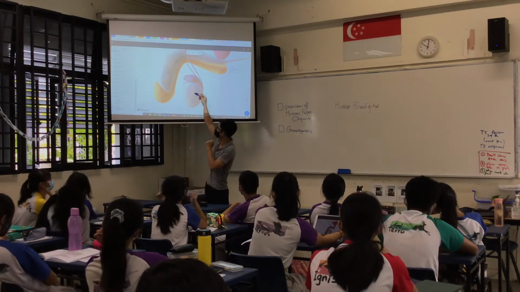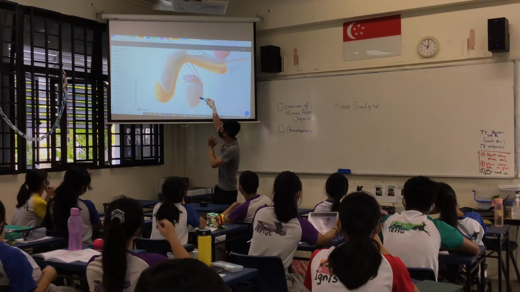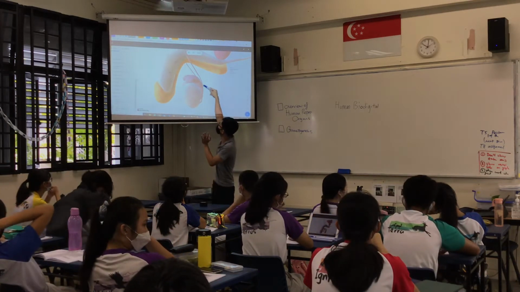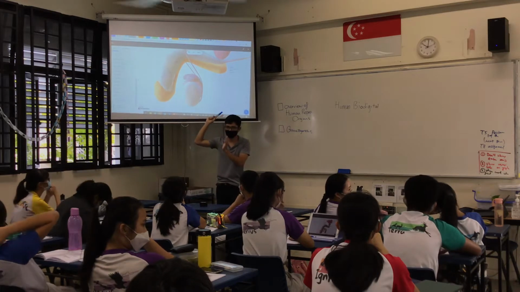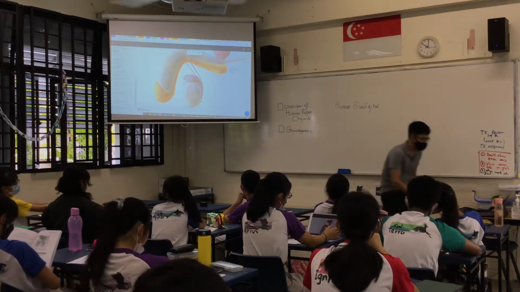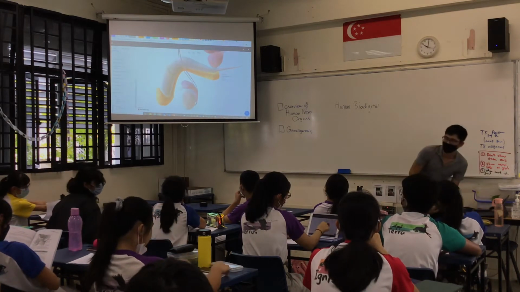So sperms are formed within the testicles. They will then be stored in here for a short while before they are ejected out via this long tube called the vas deferens. Okay, so vas deferens, where does the vas deferens connect to?